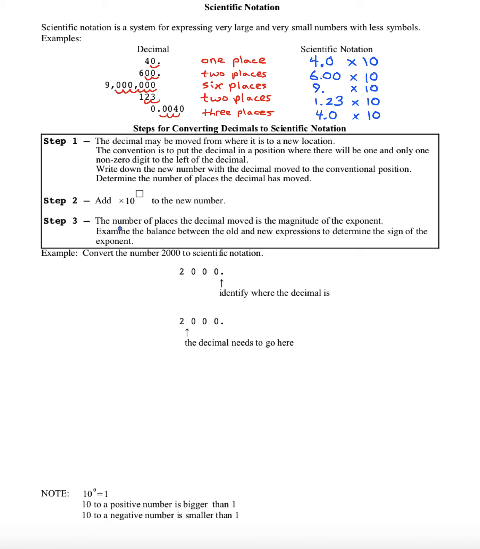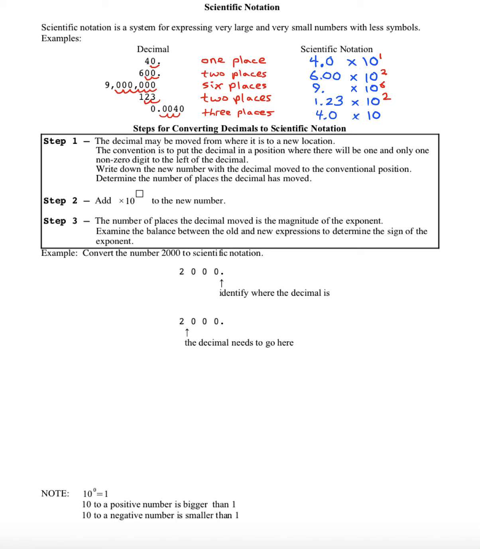All right, it says here the number of places the decimal moved is going to be the magnitude of the exponent. So here, since we moved the decimal 1 place, I'm going to put a 1 here. We moved this decimal 2 places, so I want to put a 2 there. Here was a big move, 6 places, so we're going to put times 10 to the 6. This one moved 2 places. And this one had moved 3.